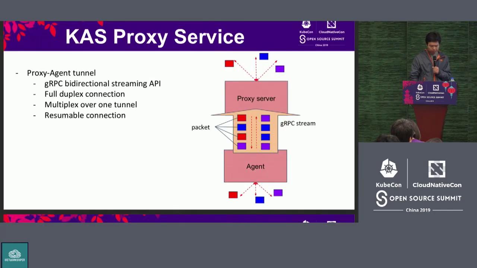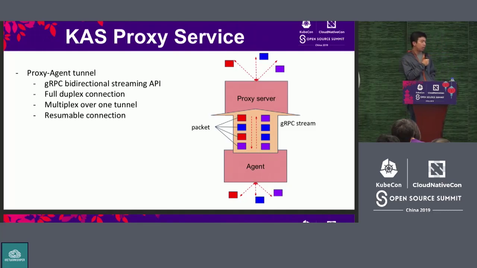And also, we need to multiplex over the one tunnel. What it means is that if you have multiple connections in the tunnel, it must be supported. If you have multiple connections over the same tunnel, reading and writing at the same time, it also works. So how we implement that is that we have this protobuf defined data structure called packet.